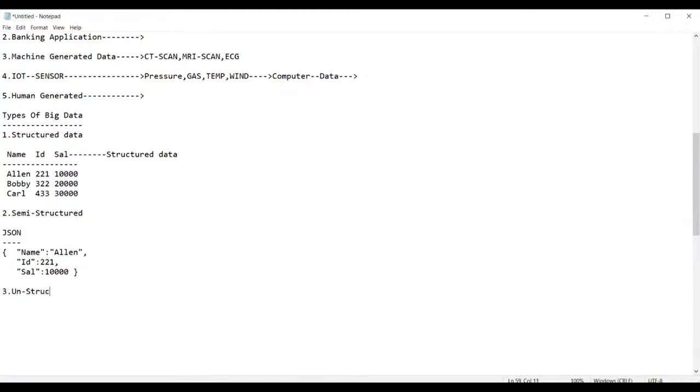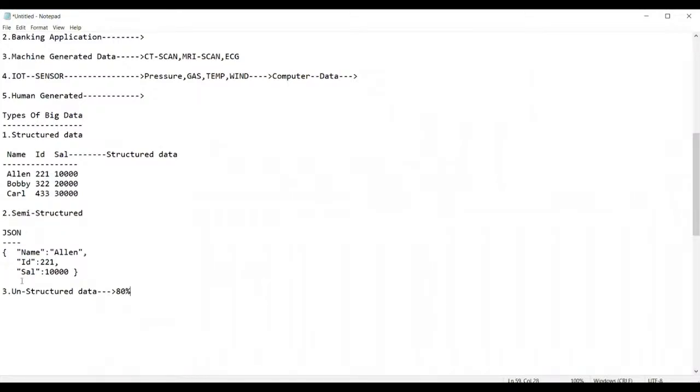Unstructured data is nothing but data with no particular structure, such as the photos in your mobile phone, the videos, the chat history, and the voice notes. All these come under unstructured data only. There is no proper structure for it. 80% of the data across the globe we will get in unstructured format only.